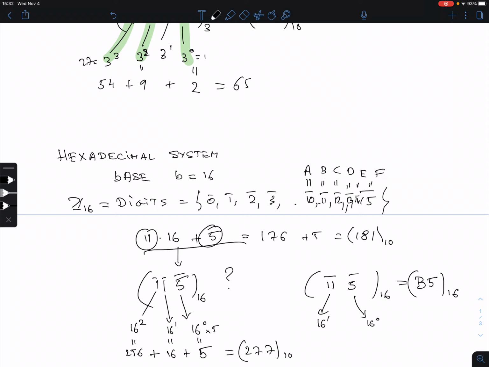Now, the second thing is then how to convert. And that is, of course, important, to do conversion from one into the other. We need to do that sometimes, right?